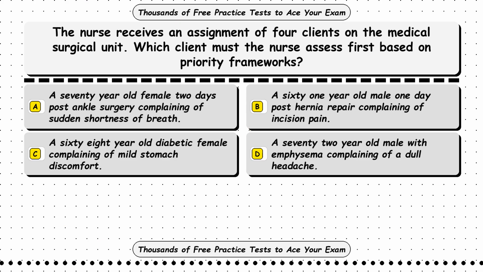Question 80. The nurse receives an assignment of 4 clients on the medical surgical unit. Which client must the nurse assess first based on priority frameworks? Option A. A 70-year-old female 2 days post-ankle surgery complaining of sudden shortness of breath. Option B. A 61-year-old male 1 day post-hernia repair complaining of incision pain. Option C. A 68-year-old diabetic female complaining of mild stomach discomfort. Option D. A 72-year-old male with emphysema complaining of a dull headache.